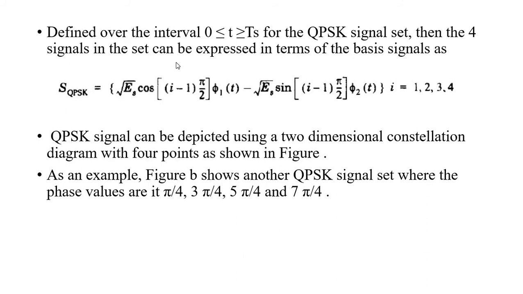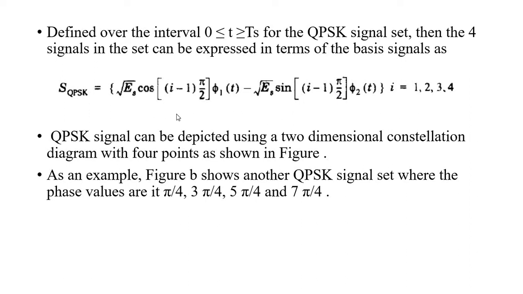Then for the 4 signals we represent here, we can write the expression as S QPSK equal to root of Es cos of (i minus 1) into pi by 2 phi 1 of t minus root of Es sin of (i minus 1) pi by 2 into phi 2 of t.